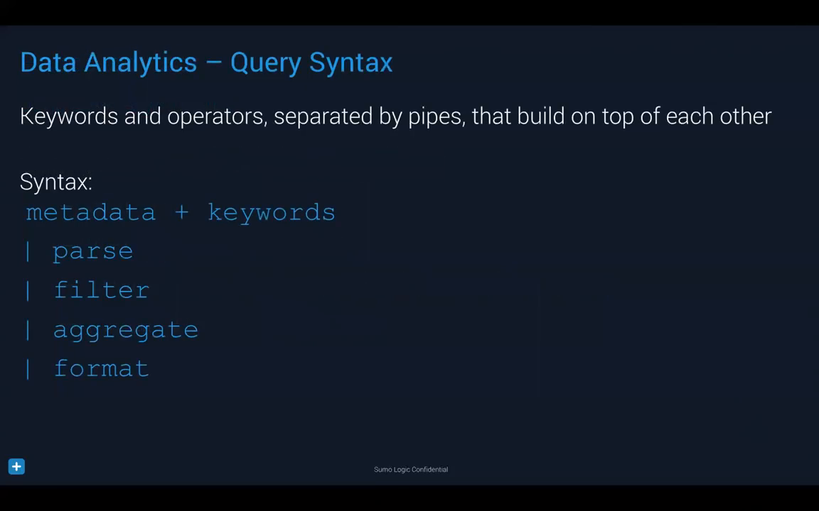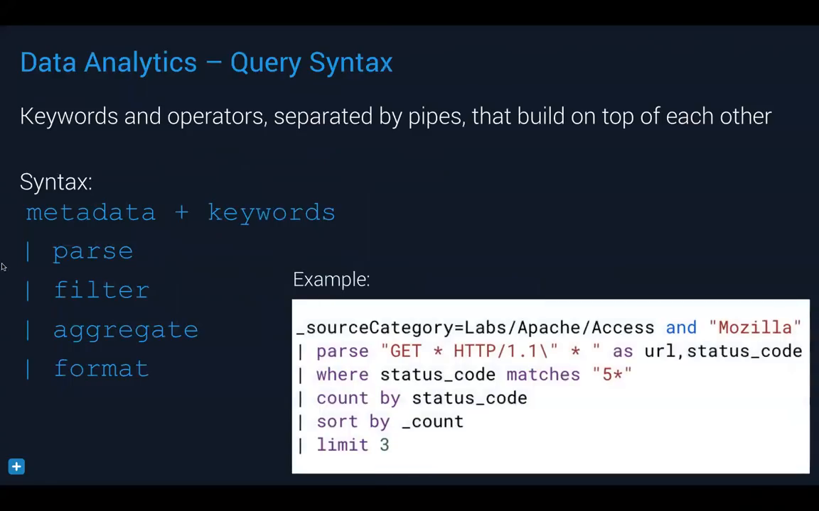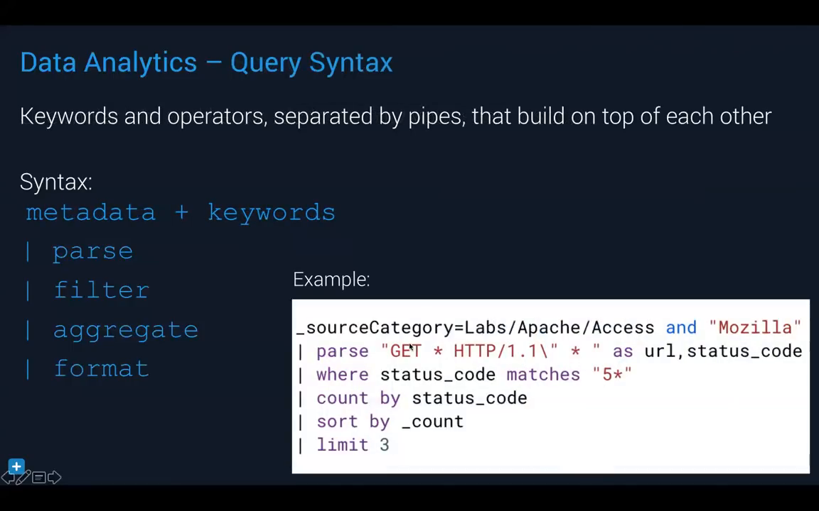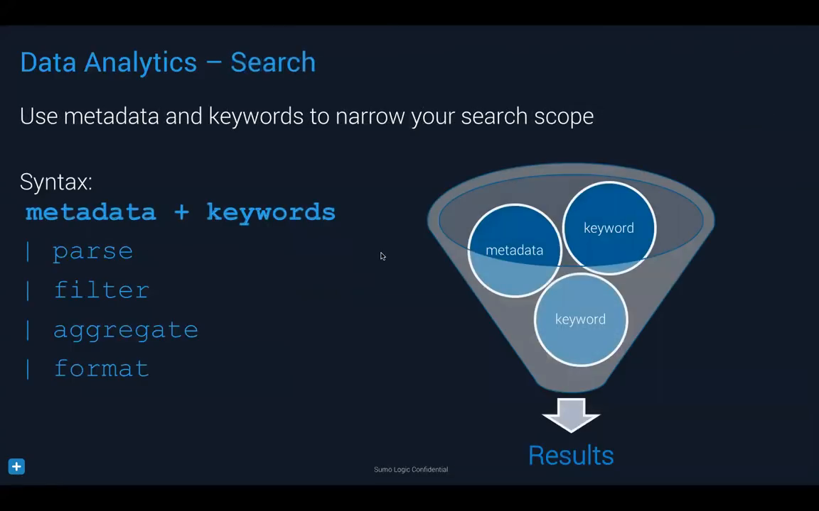So the query syntax, let's say you're going to learn from scratch. The query syntax is pretty straightforward. It is a whole bunch of operators separated by pipes. In this case, you search for metadata and maybe some keyword, then you parse that data, then you have the ability to further filter that data, and then you can aggregate that data, and eventually you can format it. So I'm going to be building a query very similar to this one, showing you these different steps in here.